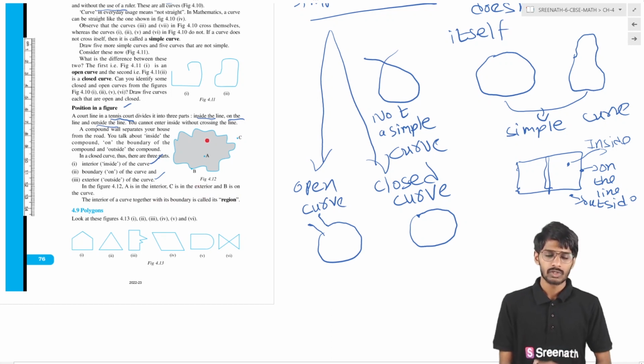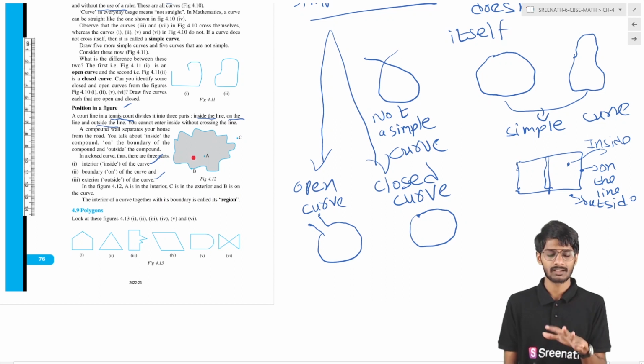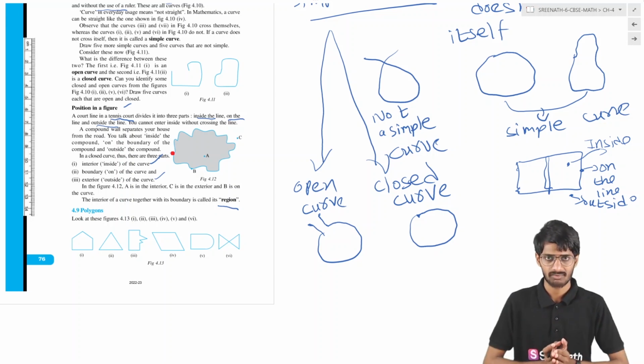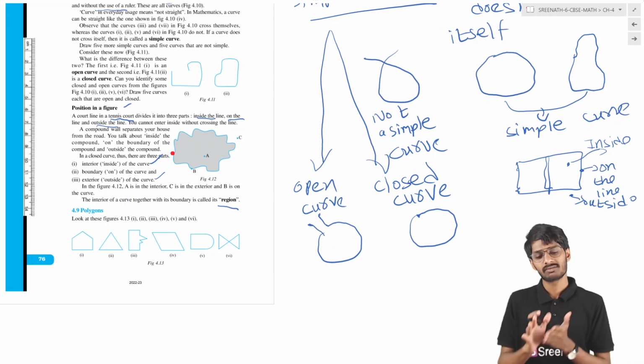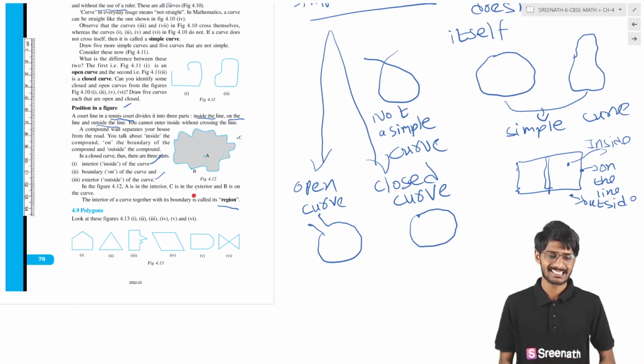The interior of a curve together with its boundary is called its region. Interior plus boundary together we call the region of the curve. So what does the region of the curve mean? It is the interior of the curve combined with the boundary of the curve. So that is about region.